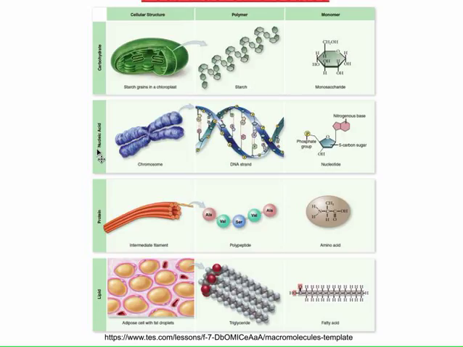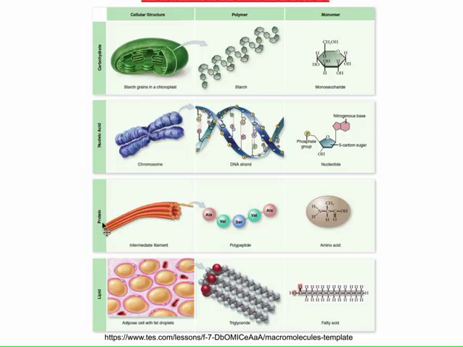Nucleic acids we're really going to go in depth with here in this unit. So a chromosome is made up of DNA, and DNA is made up of nucleotides. So the monomer for nucleic acids is the nucleotide. And then the polymer in this example is a DNA strand, but you'll also learn that nucleotides can make up RNA as well.